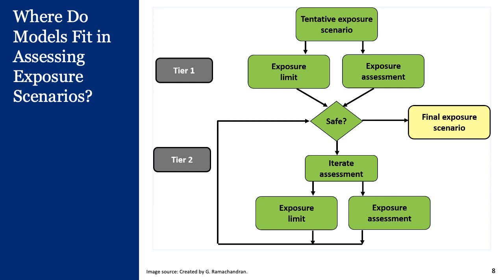But if the initial tier one exposure assessment is much greater than the exposure limit, then we say, okay, let's get down to tier two, where we do a more sophisticated, more in-depth exposure assessment using some of the more complex models, either the well mixed room model or the near field, far field model, or any of its variations. And we then compare the exposure that has been estimated with the exposure limit and determine if it's safe or not. And we keep iterating this exposure assessment until we arrive at a final exposure scenario.